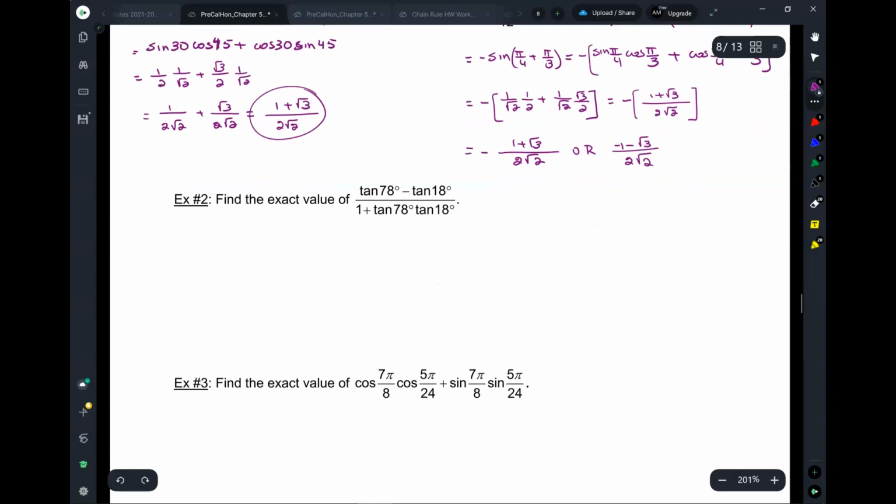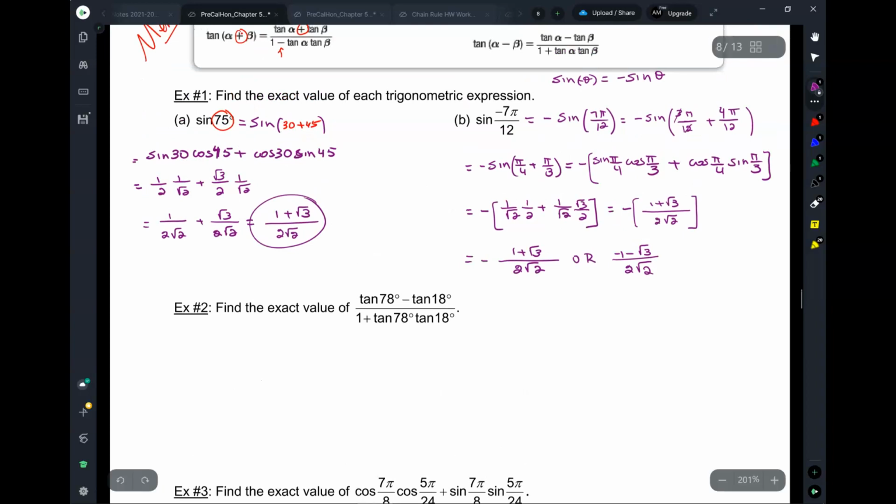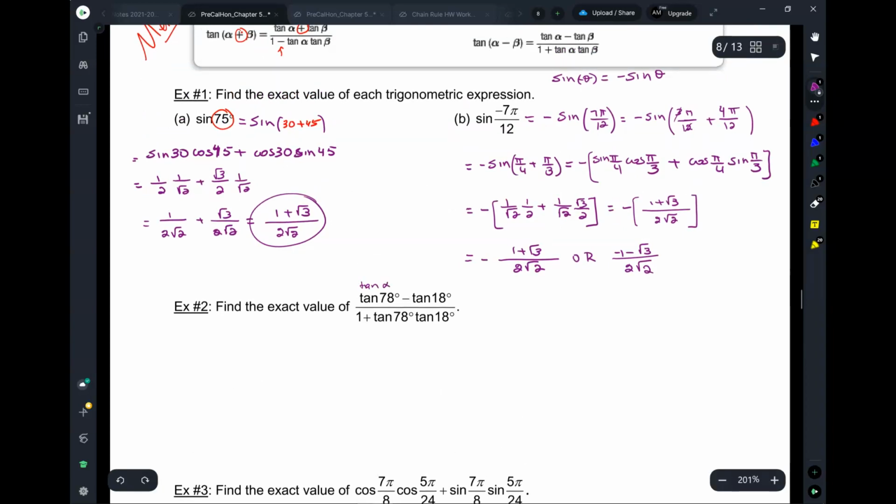Okay, here we want the exact value of this. So now you look at that and you're like, oh my God, what the heck is that? Where did that come from? What is this with the 78 and the 18 degrees? Not cool. And then you look a little bit closer and you're like, wait a minute, that's a pattern. Tangent of an angle minus tangent of a different angle, over 1 plus tangent of the first times tangent of the second.